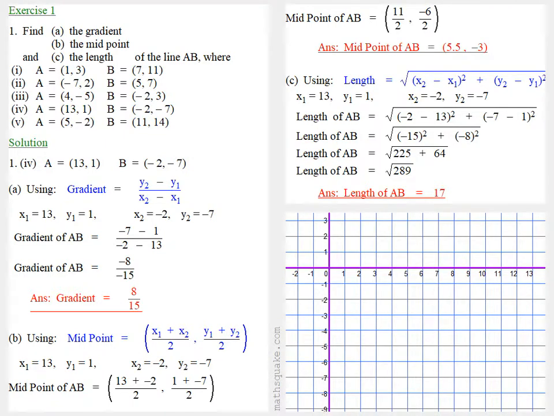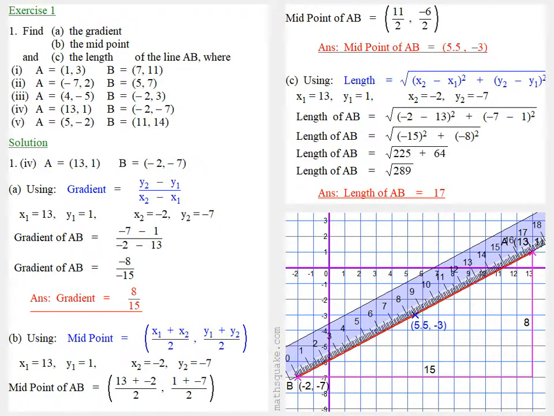Now we can see this in a diagram. If we mark the points A and B and draw a triangle underneath, we see the height is 8 and the base is 15, and so the gradient is 8/15. We can see the midpoint, that's (5.5, -3), and if we measure the length of the line with a ruler, we find that the length is exactly 17 centimetres.